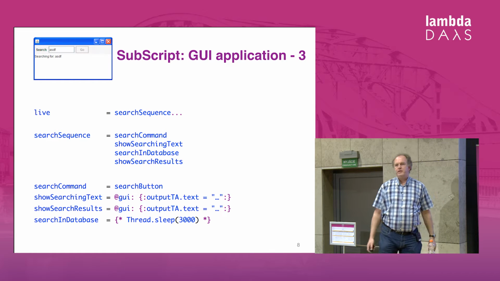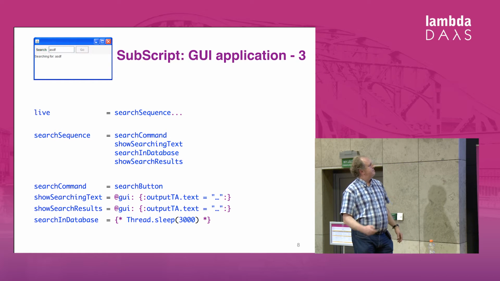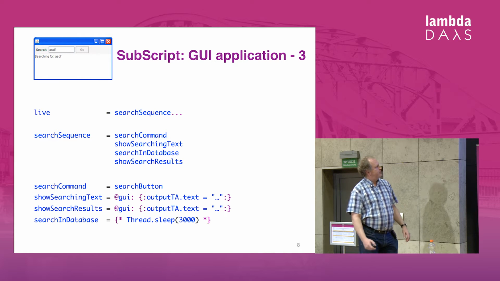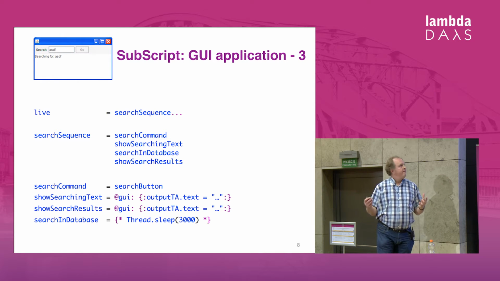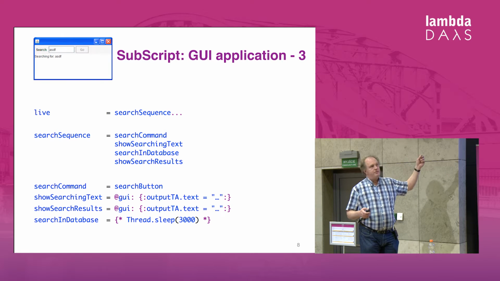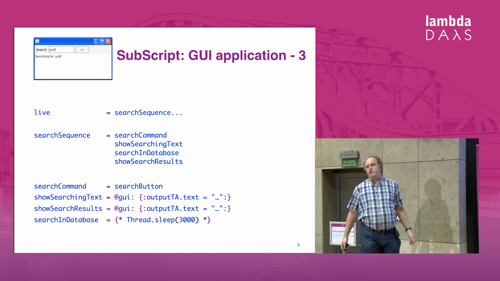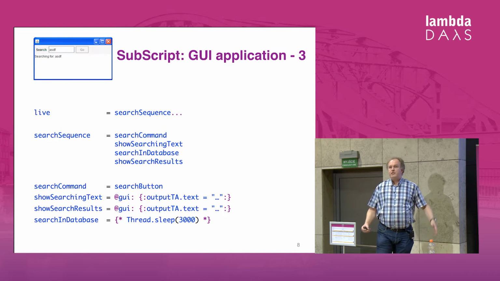These three dots mean something like while true. And the search sequence starts with a search command. And then we show some text. We do the search in the database and we show some search results. And it's just a sequence.